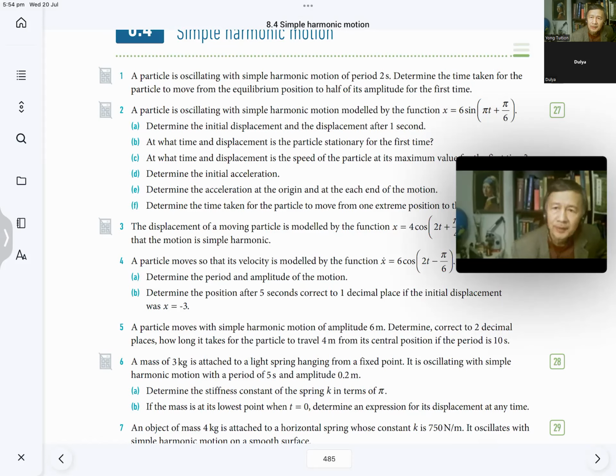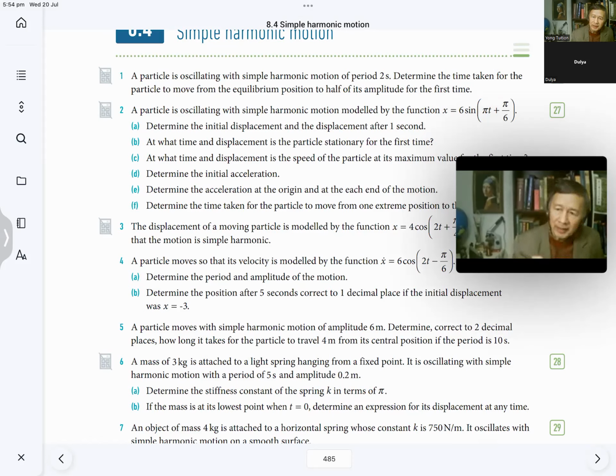Can you see? This is x equal to 6 sine (pi t plus pi over 6). Is this part of your mathematics or is it part of physics? This is part of mathematics. That's right. It's very interesting. They introduced this idea in math first.